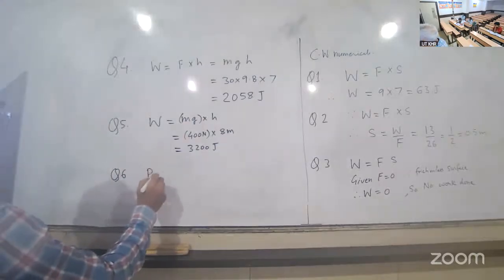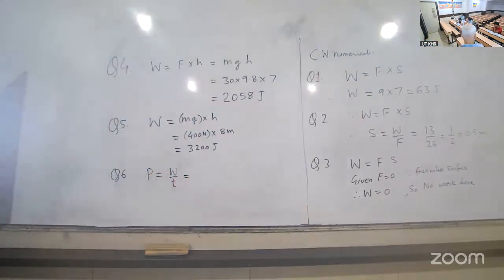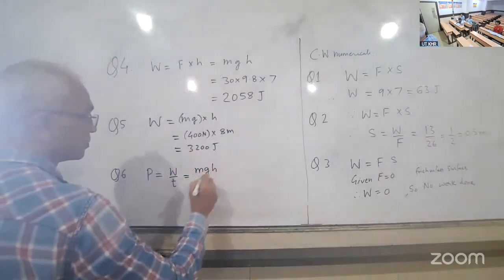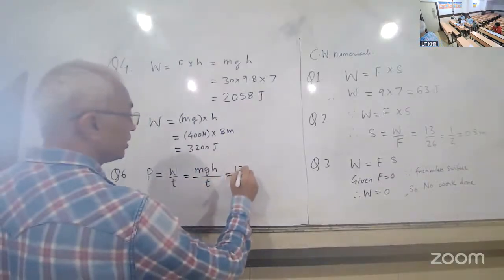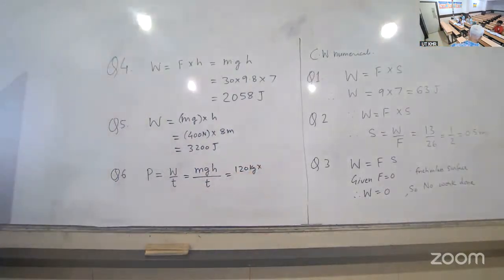Question 6, you have to calculate power. What is power? Work upon time. What kind of work is the machine doing? It is the pump which is taking 20 seconds to raise 120 kg of water to the tank. So it is lifting the water up. So work done for lifting up will be mgh. How much water is it lifting? 120 kg. The acceleration due to gravity you have to use is 9.8.